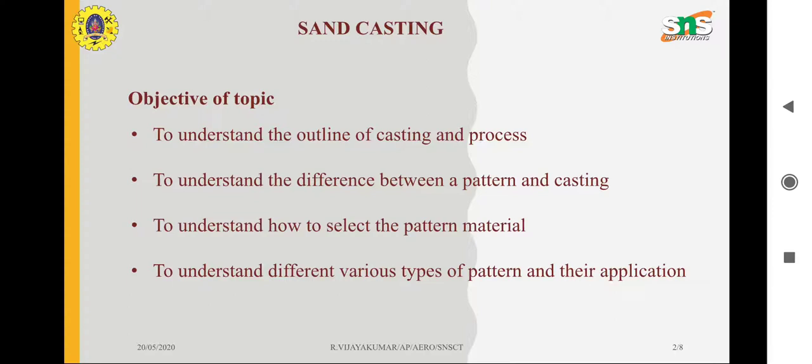Under this topic we are going to cover certain objectives. The first is to understand the outline of casting and its process. The second is to understand the difference between pattern and casting. The third is how to select a good or suitable pattern material. The fourth is to understand the various types of patterns and their applications, how we can use them.